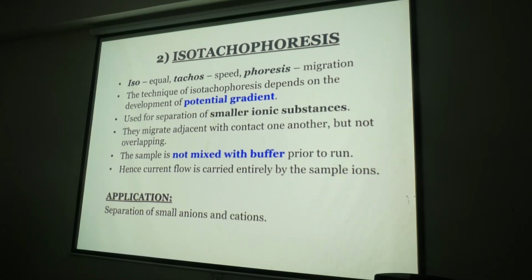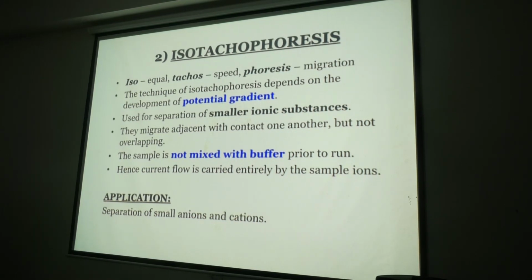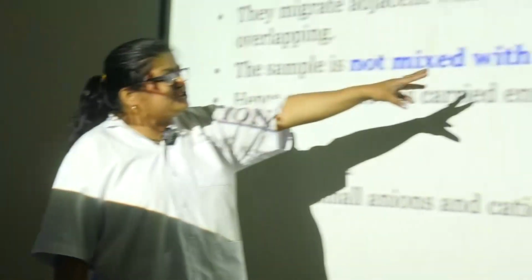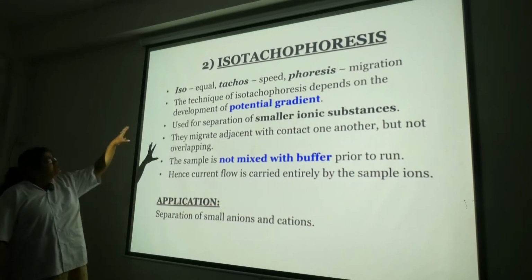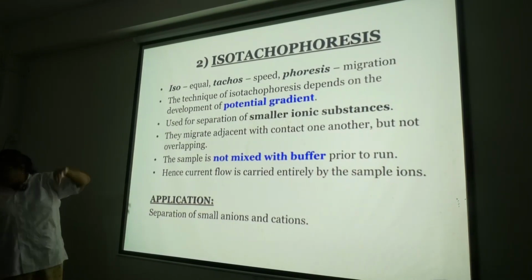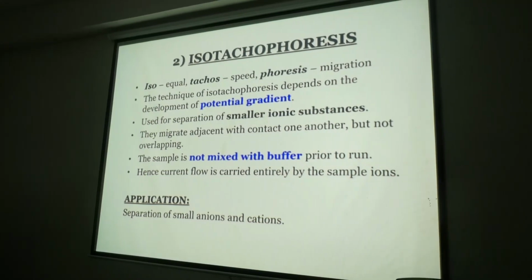Isotachophoresis, you can get a short note of that in exam. Iso means equal, tacho means speed, and phoresis means the migration. The technique of isotachophoresis depends on the development of a potential gradient. Used for separation of small ionic substances, they migrate adjacent with contact with one another but not overlapping. The sample is not mixed with buffer prior to the run, and hence current flow is carried entirely by the sample ions. As this is not mixed with buffer, the current flows only through the sample ions. Iso means equal and tacho means speed, so equal speed electrophoresis. Application: separation of small anions and cations.